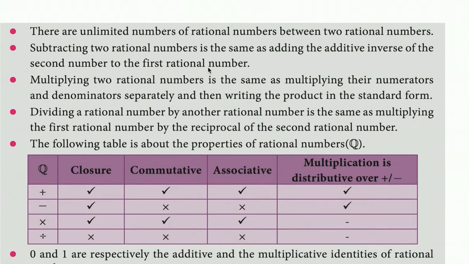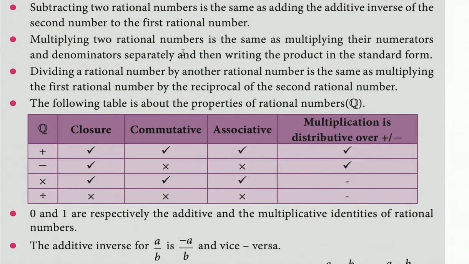There are unlimited rational numbers between two rational numbers. Subtracting two rational numbers is the same as adding the additive inverse of the second rational number to the first rational number. Multiplying two rational numbers is the same as multiplying the numerators and denominators separately and then writing the product in standard form. Dividing one rational number by another is the same as multiplying the first rational number by the reciprocal of the second. The following table is about the properties of rational numbers.